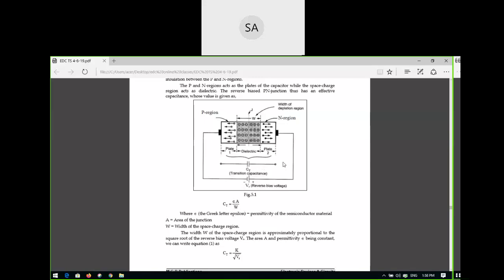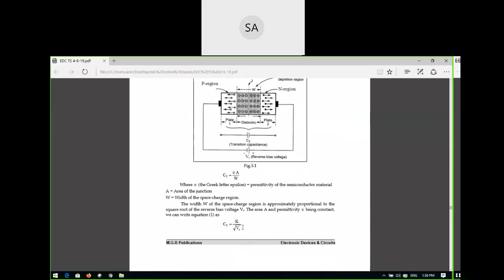So how do you change the width of the junction? That will be changed by varying the reverse bias voltage. How is that related? CT is K divided by the square root of VR. What is VR? VR is the reverse voltage, K is the constant. So it is inversely proportional.